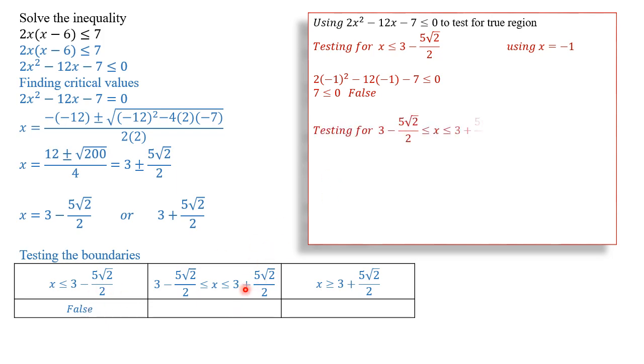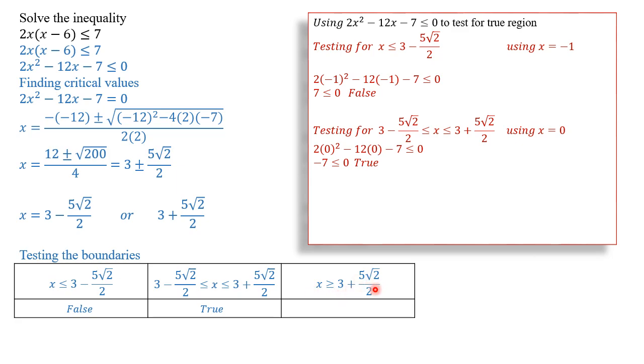Alright, then we go to the next region. The x value between the smaller critical value and the larger critical value is 0. So we place 0 into the inequality. We see that minus 7 is less than or equals to 0, which is a true statement. So this makes this region true.